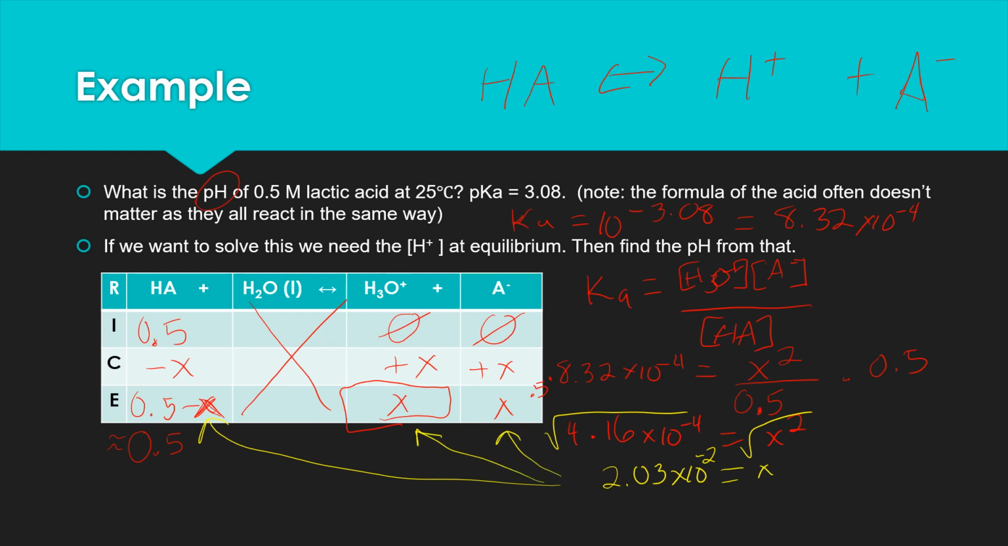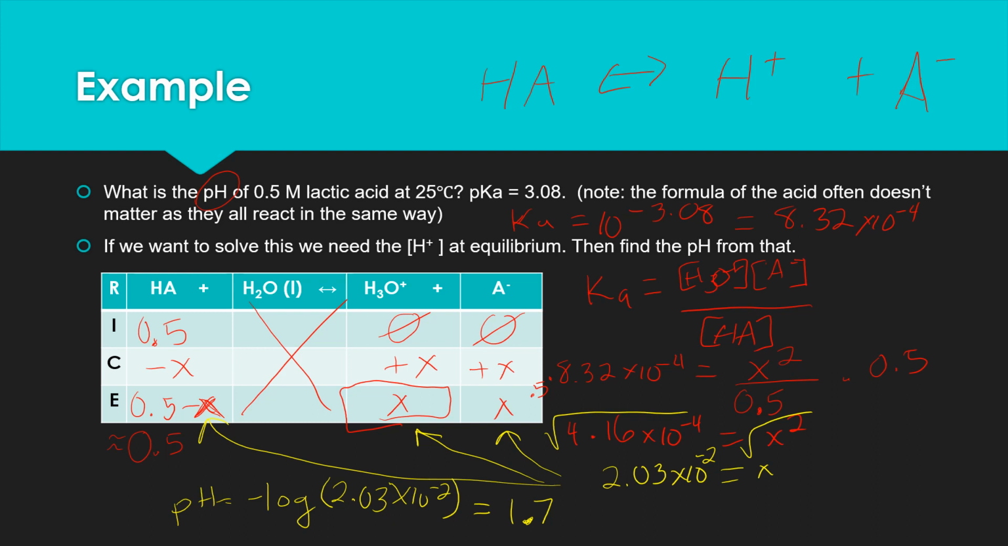Well, our goal here was to find a pH. So our pH is going to be equal to the negative log of the hydrogen ion, which is that x value. So negative log of 2.03 times 10 to the negative 2. And let's see what that gives us. That gives us a pH of 1.7, since we've only got one real significant figure here in our numbers.